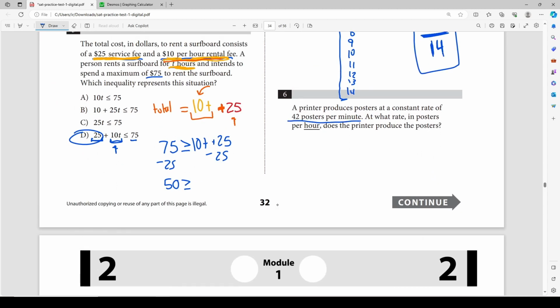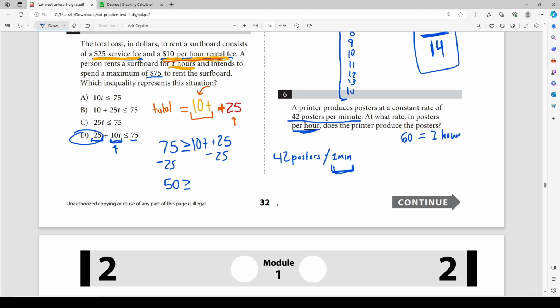At what rate in posters per hour does the printer produce posters? It's a lot of P words, but what it's saying is that we have 42 posters being produced in 1 minute, right? And it's asking me, how many can it do in 1 hour? Well, if you think about it, this is in minutes, right? And if I want to convert from minutes to hours, how many minutes are in an hour? Well, 60 minutes are in 1 hour, right?